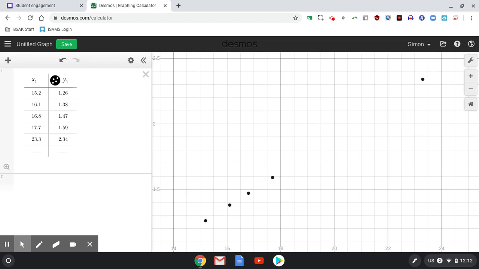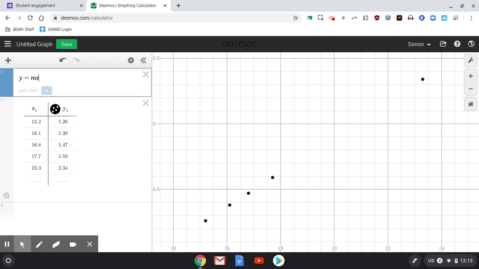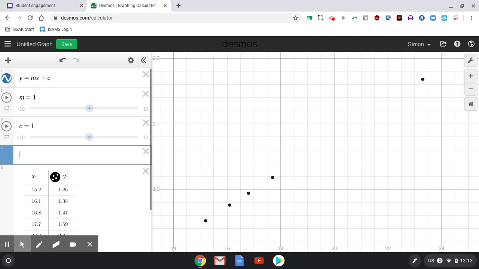As long as the points cover as much of the graph area as possible in both the x and y directions. That's important. Whenever you plot a graph by hand, that's what you do. You set out your axes so that the points cover as much of the graph paper as possible. Right, how do we do a line of best fit? It is this one, isn't it? y equals mx plus c.